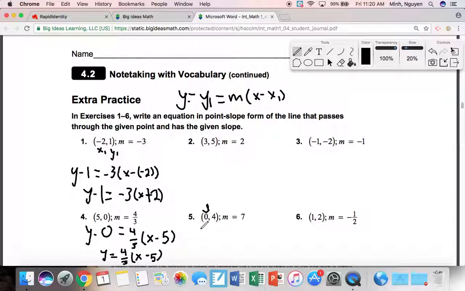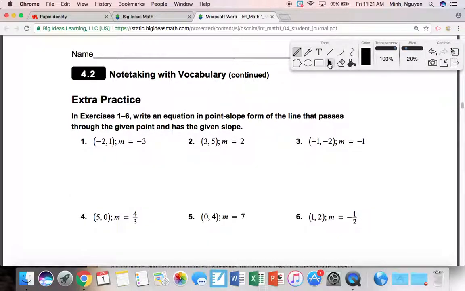So you'll get something like y minus 4 equals 7 times x minus 0. X minus 0 is just x, so I'm just going to write 7x. There it is. If you want to, that's fine, but you would also simplify. So this is your final answer: y minus 4 equals 7x. These are all point-slope form. That's just so you guys can do the other three for practice.